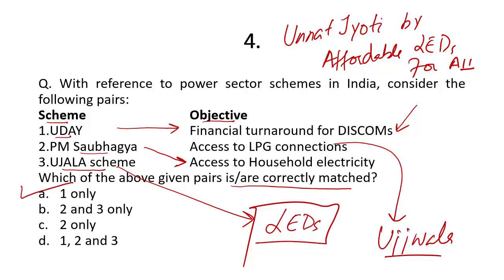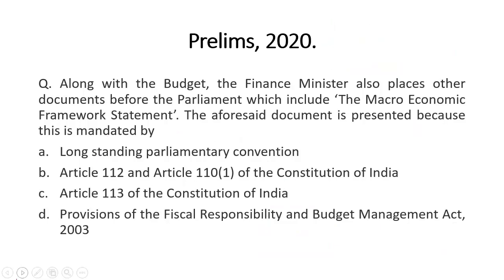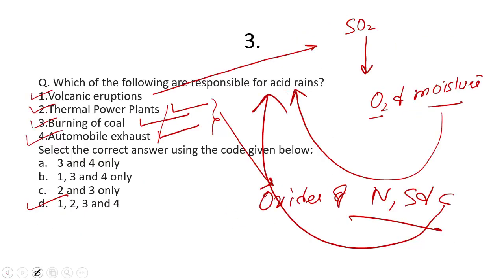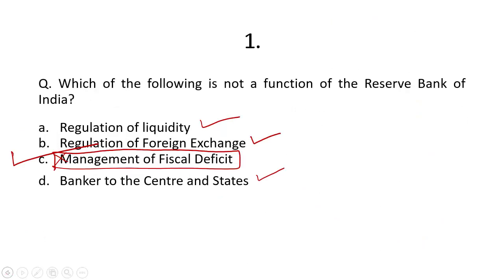A, one only. Prelims 2020. Along with the budget, the finance minister also places other documents before the parliament, which include the macroeconomic framework statement. This document is presented because it is mandated by the provisions of the Fiscal Responsibility and Budget Management Act 2003. And it is this FRBM Act which is used to control and manage the fiscal deficit.